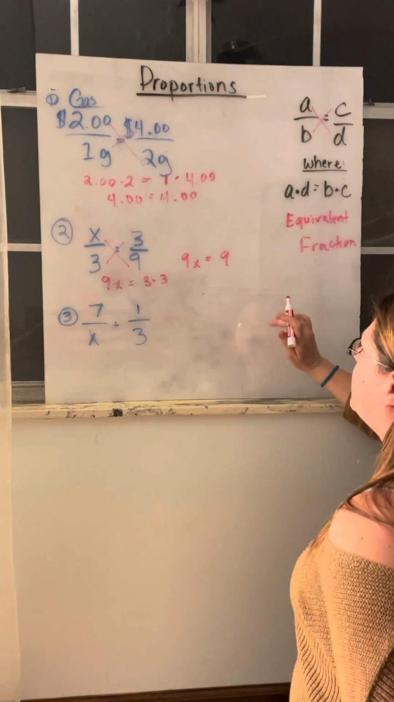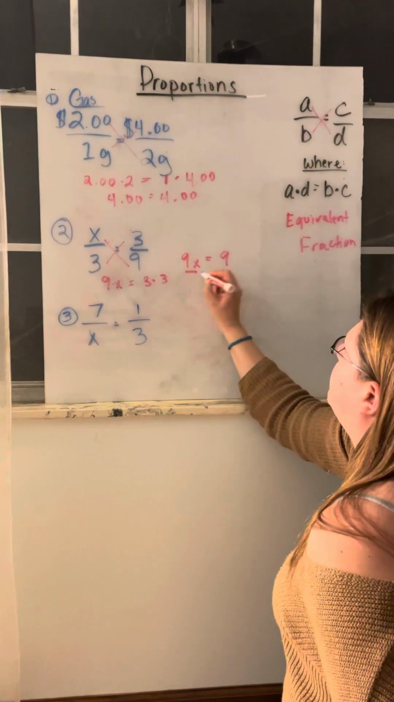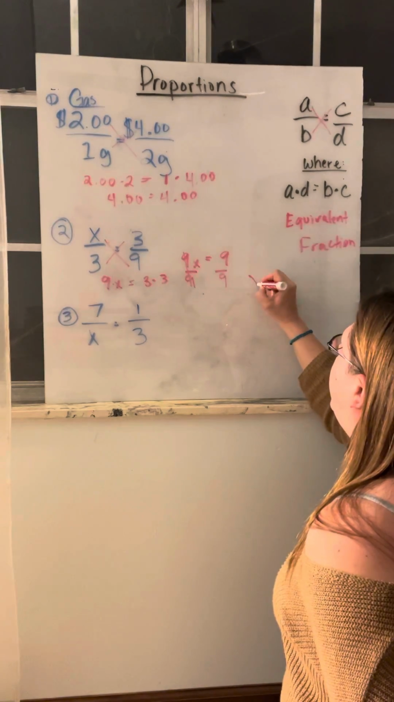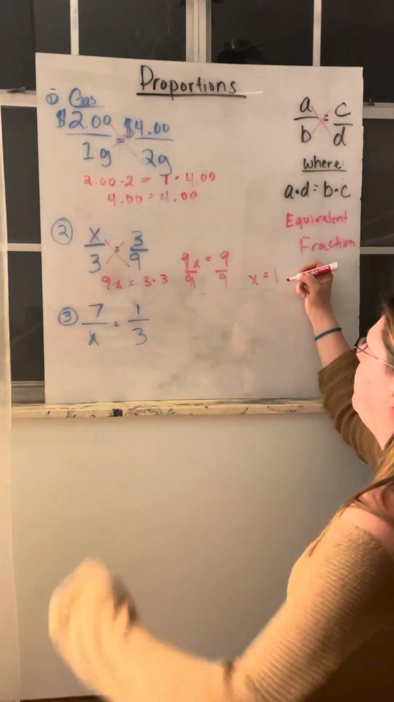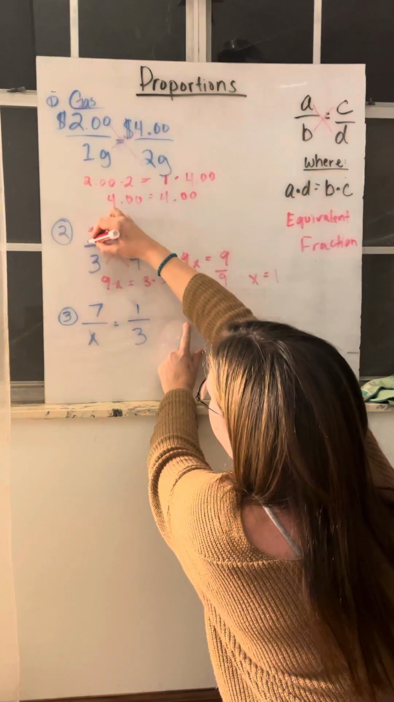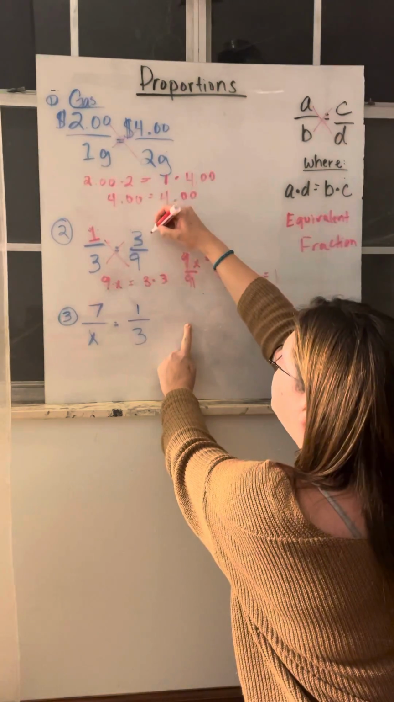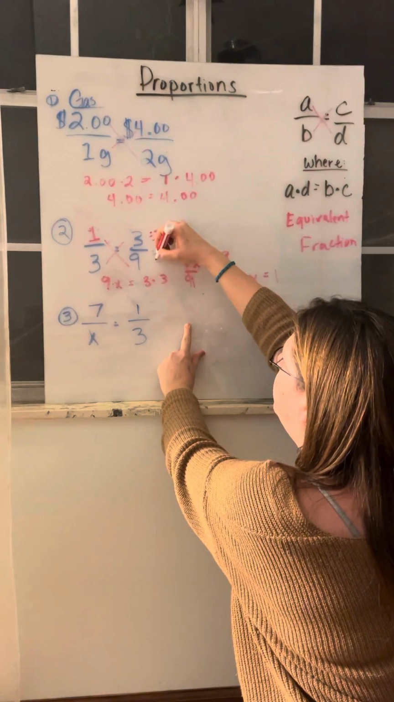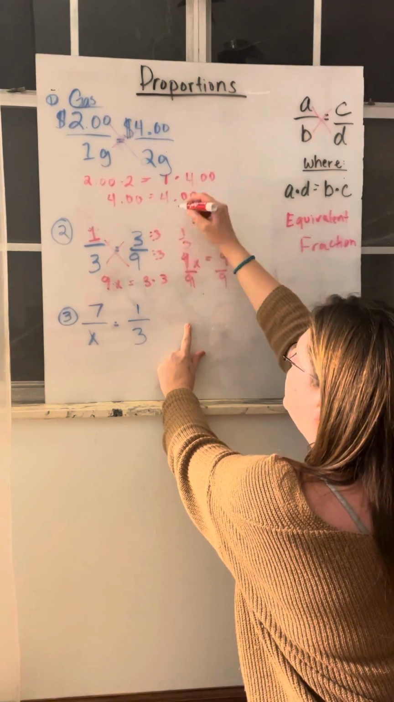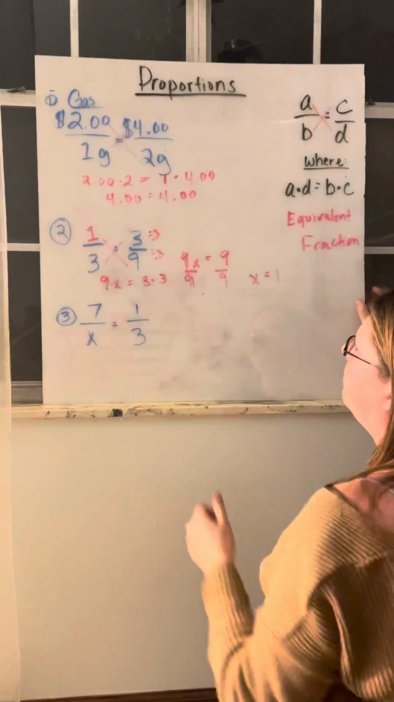Now this is a one-step equation. It's 9 times x equals 9. I want to get x by itself, so I need to divide both sides by 9. Okay, that cancels. 9 divided by 9 is 1, so x equals 1. Okay, so that means that our mystery number right here is 1. And I know it works because 1/3 and 3/9 are equivalent fractions, right? If I divide both the top and bottom here by 3, 3 divided by 3 is 1, 9 divided by 3 is 3. They're the same. They're equivalent fractions, meaning they're proportional to each other, okay?